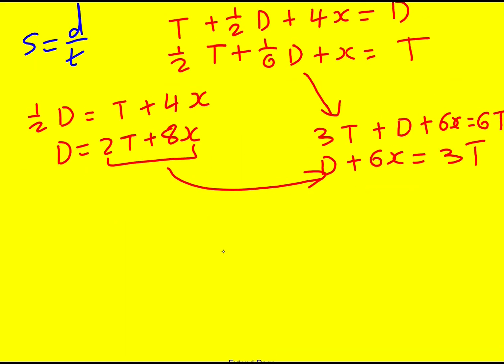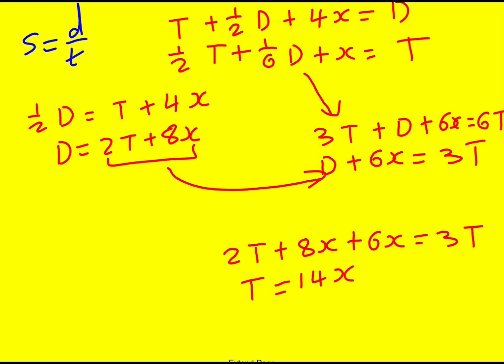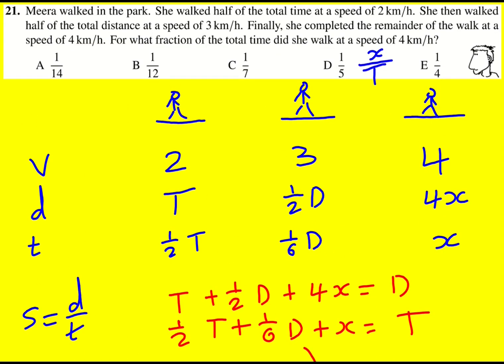Therefore, 2T plus 8x plus 6x is equal to 3T, and T is equal to 14x, which means, remember what we wanted? We wanted x over T. x over T is going to be 1 over 14. Oh, quite a lot of work there. The fraction of the total time that she walked at a speed of 4 kilometers per hour, this x divided by the total time, is going to be 1 over 14.